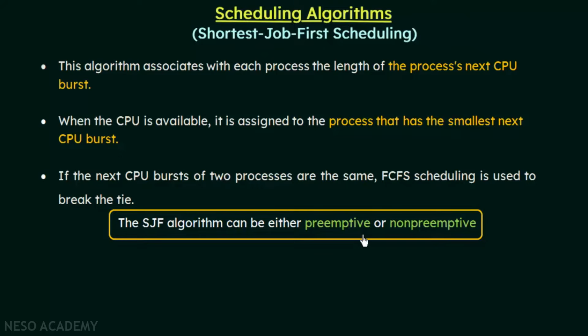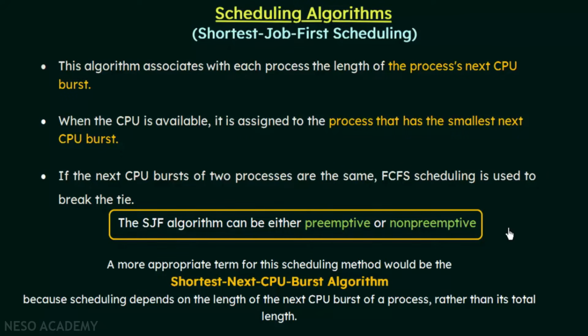So we'll be seeing that when we take the examples. It can be either preemptive or non-preemptive. As we discussed about the way the shortest job first scheduling works, one thing that we have to notice is that a more appropriate term for this scheduling method would be the shortest next CPU burst algorithm, because scheduling depends on the length of the next CPU burst of a process rather than its total length.